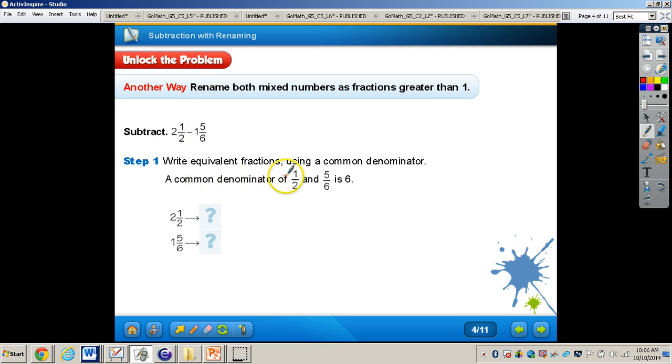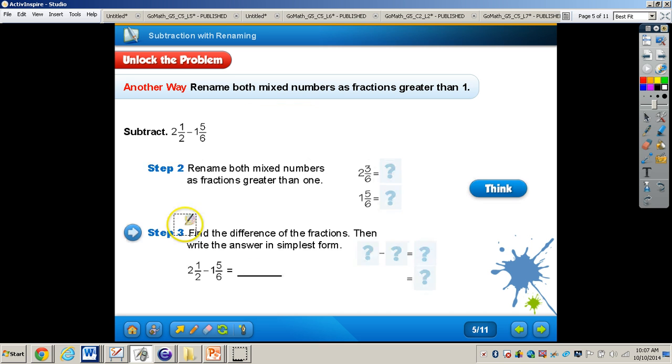All right, and the common denominator of 1/2 and 5/6 is 6. Think about if I'm writing multiples of 2. I have 2, 4, 6, or I also know that 2 goes into 6 evenly. Now I need to figure out what do I do to that 2 in order to make it a 6. I multiply by 3, therefore I have to multiply my numerator by 3 as well. Okay, which will give me 2 and 3/6. That 1 and 5/6 stays the same.